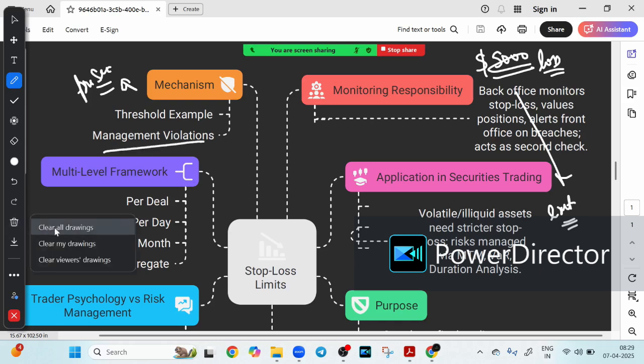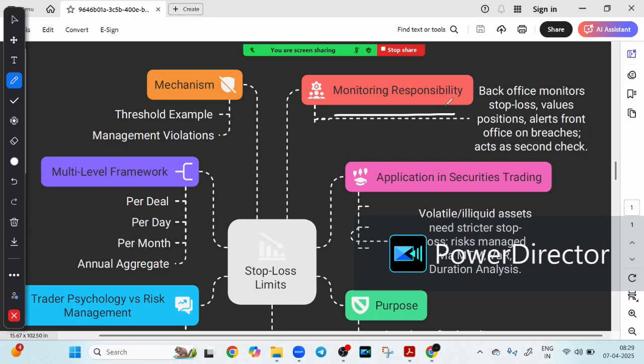Now, if you look at the monitoring responsibility, that means who watches the limit. Here is the internal control at work. The back office is in charge of tracking the stop loss trigger, valuing the position, and alerting the front office. This acts like a second layer of check to ensure that nothing slips through the cracks.